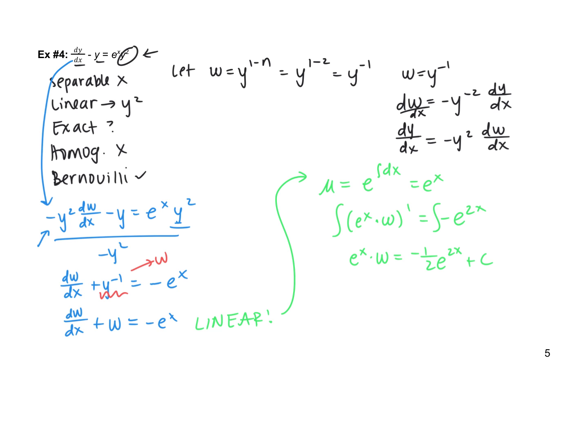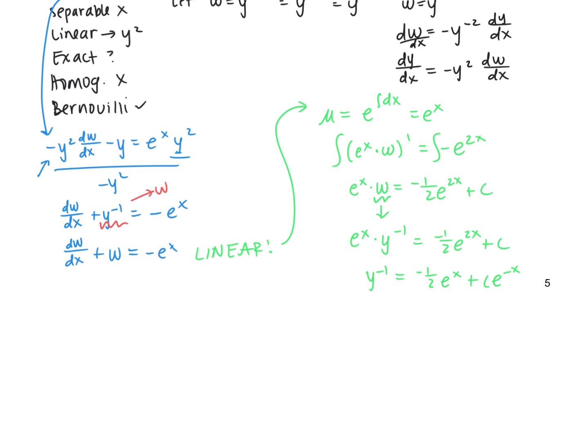This might be a good place for us to replace that w. So we get e to the x multiplied by y to the negative first is negative 1/2 e to the 2x, add c. So we get y to the negative first then is negative 1/2 e to the x, add c e to the negative x. And finally, our answer ends up being y equals 1 divided by negative 1/2 e to the x plus c e to the negative x.